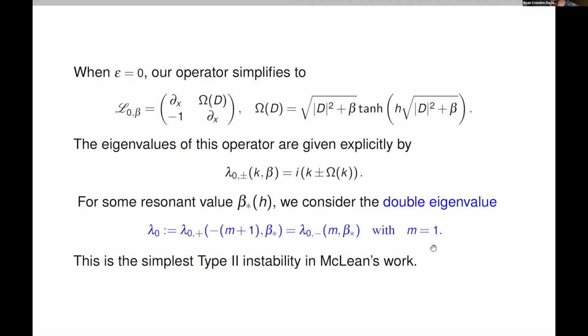So here the role of this integer m is basically the difference in the wave numbers between your two eigenfunctions that correspond to this double eigenvalue. And so the simplest possible arrangement you can have is when the difference between those wave numbers is basically 1. And so that's what we're opting for here.